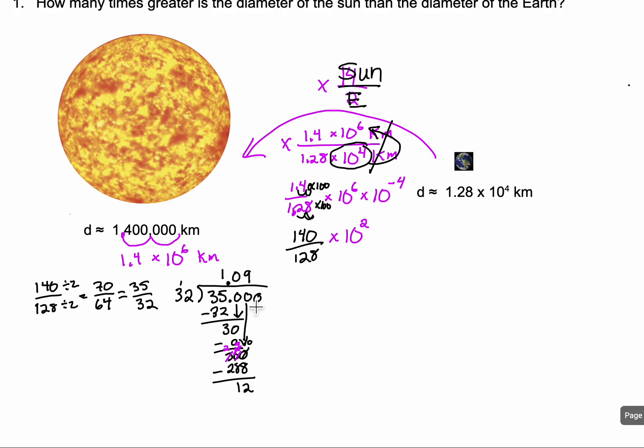Now we need another 0. Bring it on down. So 32 goes into 120. That would be, well, 4 times 30 is 120. That's too big. So 3 times 2 is 6. 3 times 3 is 90 in the tens place. Subtract that with the regrouping. 11 minus 9 is 2. 10 minus 6 is 4. Bring down the next 0.